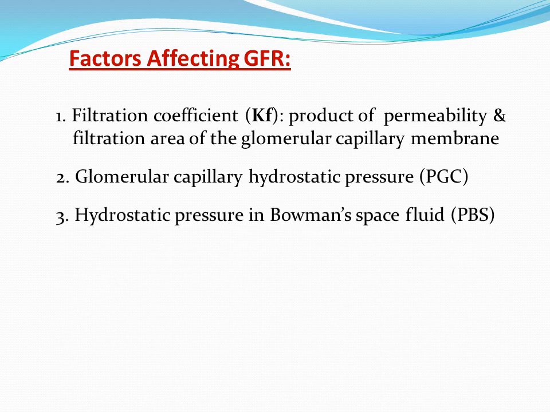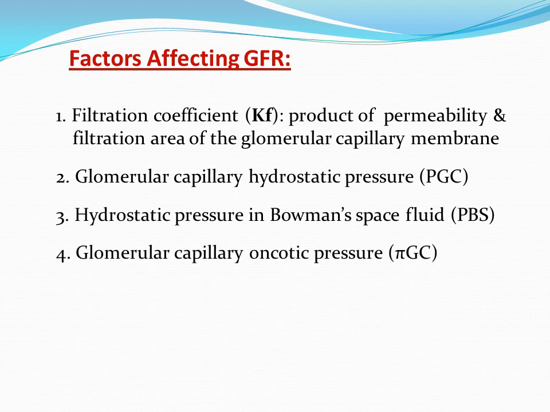Then hydrostatic pressure in the Bowman's space. That will oppose the filtration, so the more the hydrostatic pressure in the Bowman's space, the lesser will be the GFR. Then glomerular capillary oncotic pressure, or the colloid osmotic pressure across the glomerular capillary, is again a force that will oppose the filtration. It will depend on the plasma proteins. So the higher this oncotic pressure in the glomerular capillary, the less will be the GFR.